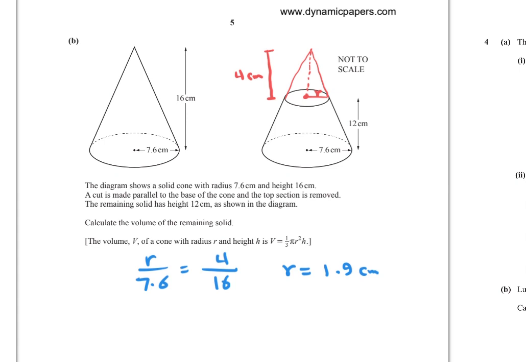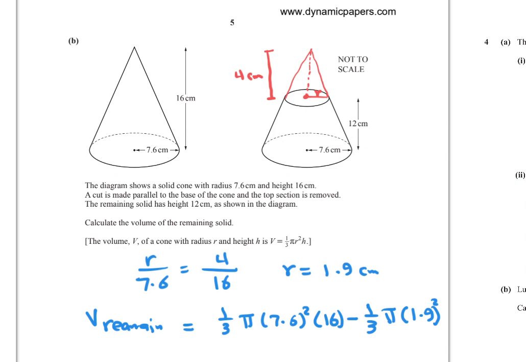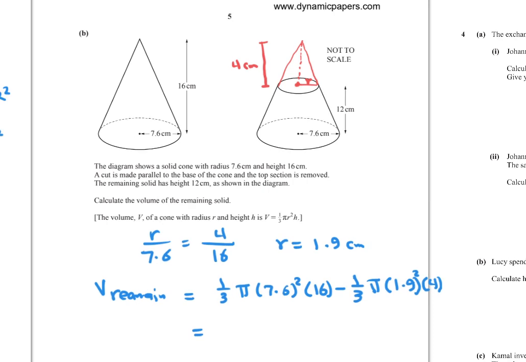Find the volume of the remaining solid. So the volume of the remaining solid equals the volume of the large cone, which is 1 over 3 π 7.6 squared times the height, which is 16, minus the volume of the small cone, which is 1 over 3 π times the radius squared, which is 1.9 squared, times the height, which is 4, equals 953 centimeters cubed to 3 significant figures.